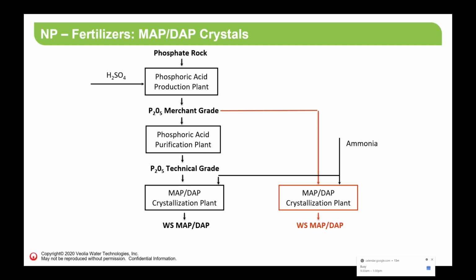Now, crystallization is interesting because it allows us to use a lower-grade phosphoric acid. So we can start from the merchant grade and use a crystallization process, use the same raw material, ammonia here, but a lower-grade phosphoric acid to produce the same quality water-soluble MAP and DAP. Exactly the same quality is achieved through crystallization.